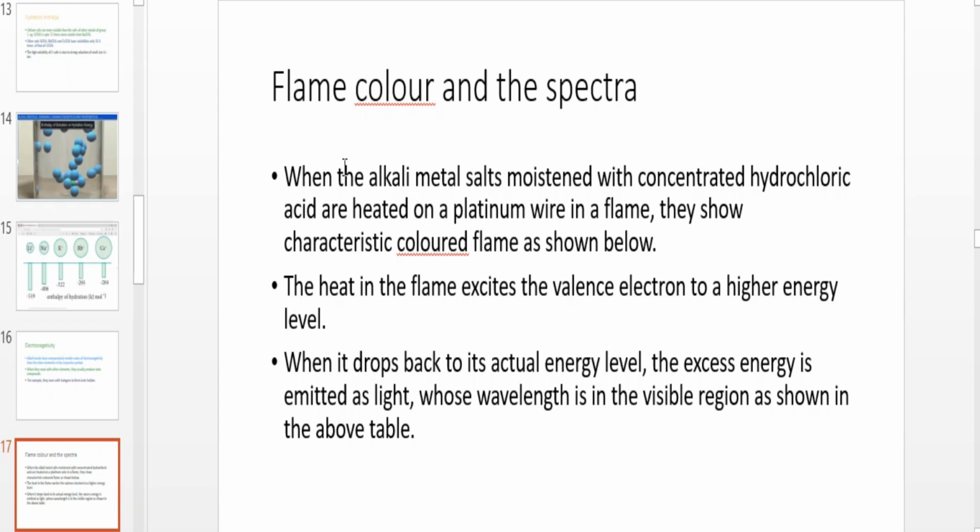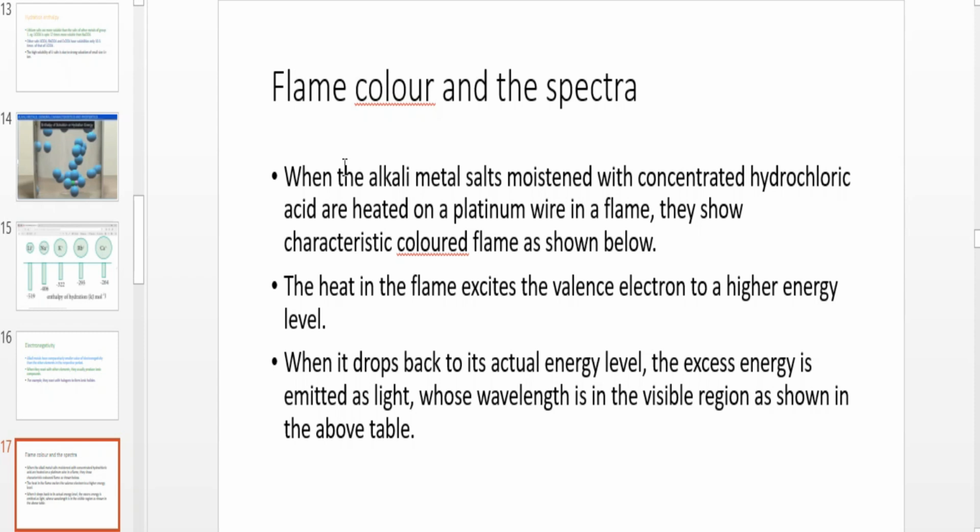Okay, so the flame test, what do they do with the salt containing alkali metals? A small amount of salt is dissolved in hydrochloric acid and cobalt nitrate solution. They make it into a paste. Okay, a part of this paste is introduced into the non-luminous part of the Bunsen flame.